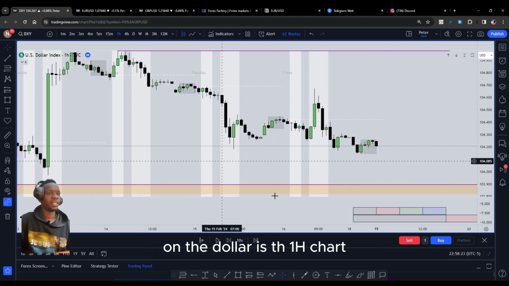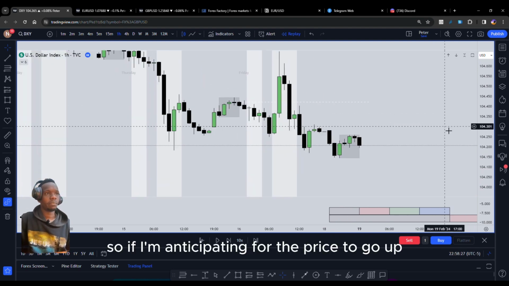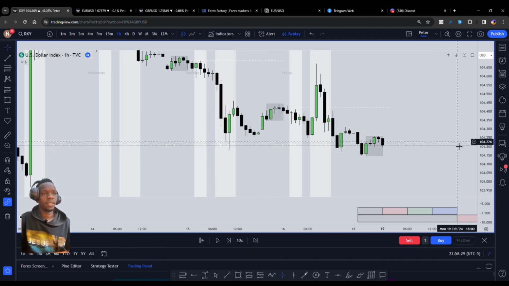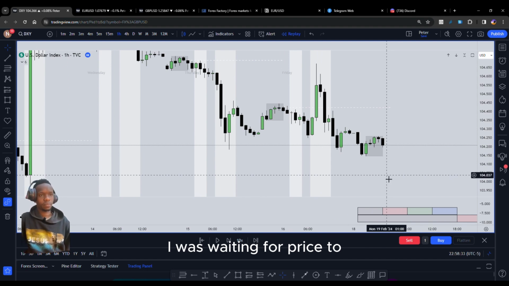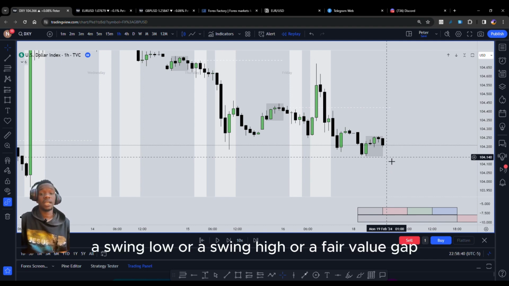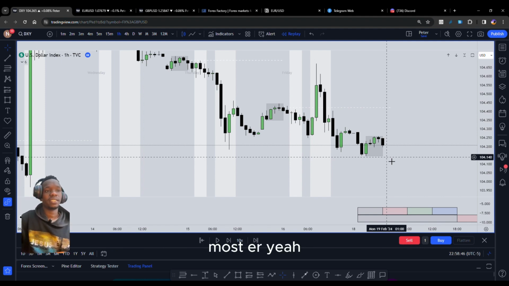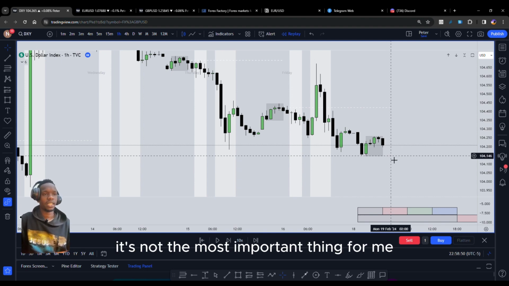On the dollar, this is a 1 hour chart. If I am anticipating for the price to go up, I was waiting for price to reach a key level. And what is a key level to me? A key level to me is a swing low, a swing high, or a fair value gap. Maybe an order block, but it's not the most important thing for me.